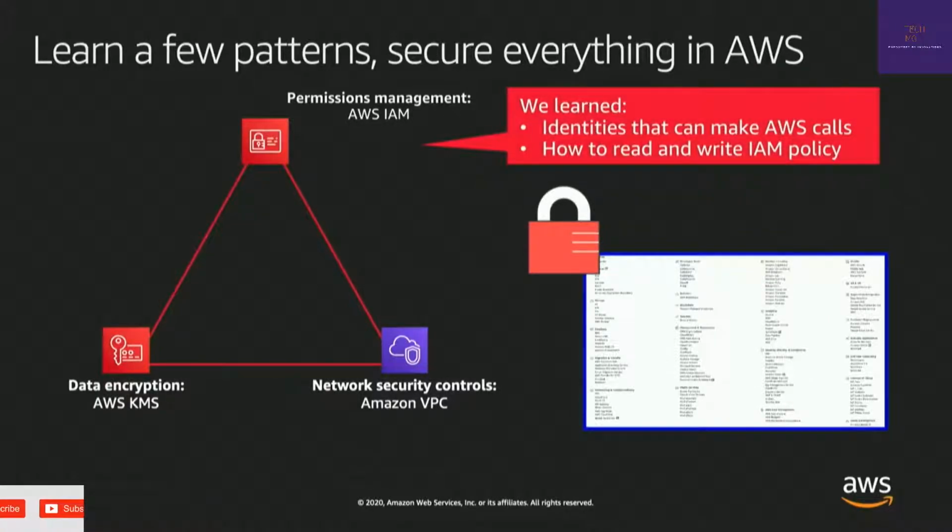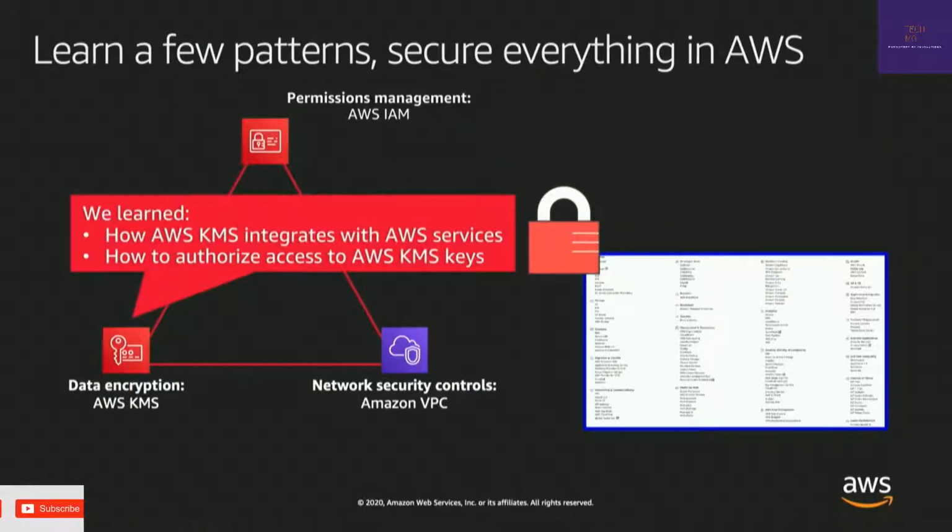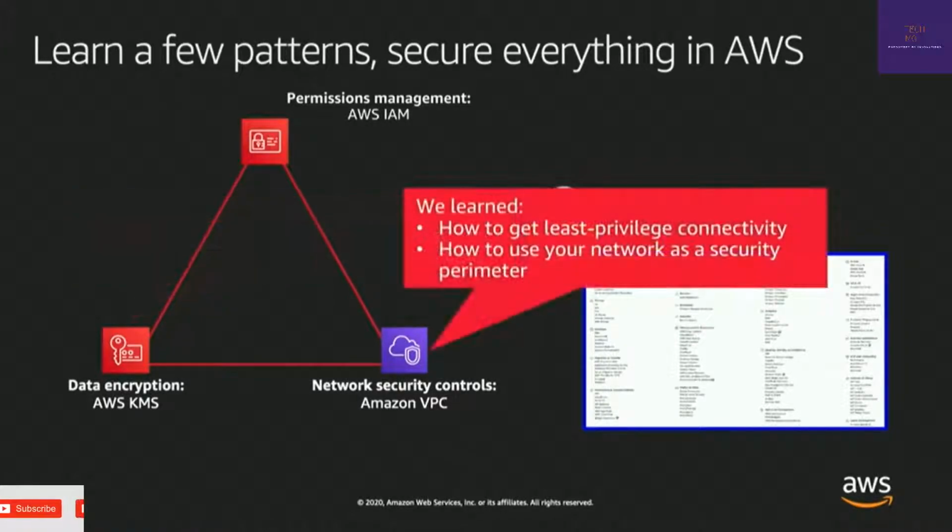We started with IAM. We learned that identities are things that can make AWS calls. We learned how to write and read IAM policies that we can attach to those identities, like roles. We also learned about AWS KMS, our Key Management Service, and how it integrates with AWS services. We also learned how to authorize access to KMS keys from IAM policies. And finally, we learned how to get least privilege connectivity into our VPCs, our virtual private clouds, and how to use our network as a security perimeter.